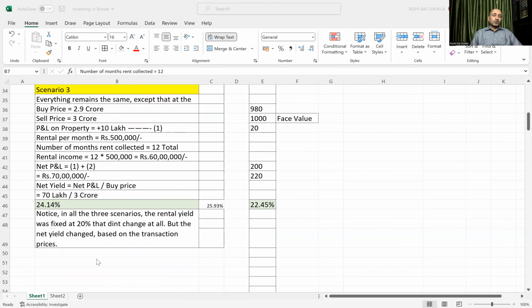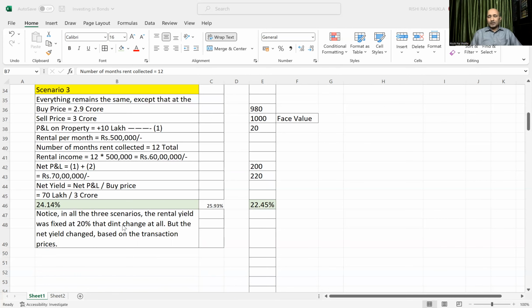So it will be 24.14%. So here we can see a big increase. In all the three scenarios, the rental yield was fixed at 20% and did not change at all. But the net yield changed based on the transaction prices. So this is the catch here. If we are getting the same property at a discounted rate, then our yield will vary.